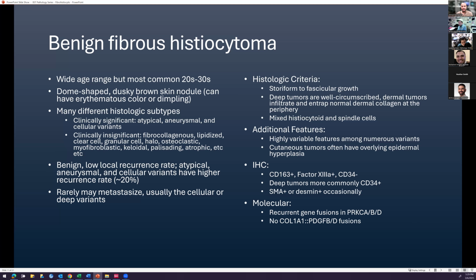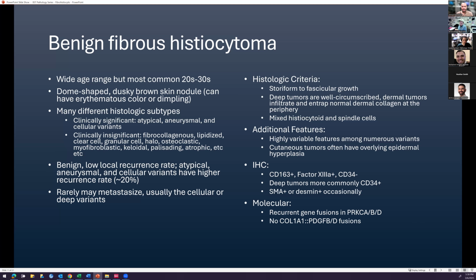Most superficial tumors tend to have that ill-defined collagen trapping. That's a good histologic criterion. Deep fibrous histiocytomas tend to be more well circumscribed for whatever reason. And then you'll see a mixture of histiocytoid cells and spindle cells. That's what you need. The additional features are variable, depending on the subtype. Another useful feature that these more cutaneous tumors can have is overlying epidermal hyperplasia, which is a useful thing to look for.